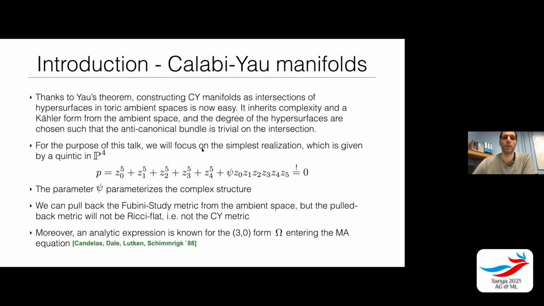For the purpose of this talk, I want to focus on the simplest realization you can think of this class of models, which is the quintic hypersurface in projective ambient space of dimension 4. In general, this is a quintic polynomial in the 5 homogeneous coordinates of P4, but I will look at this family of manifolds, which has one complex structure parameter free here. Since this is embedded in P4, you can take the Fubini-Study metric from P4 and just pull it back from the ambient space to the manifold. But this pullback metric is not the Calabi-Yau metric, meaning it is not the Ricci-flat metric.